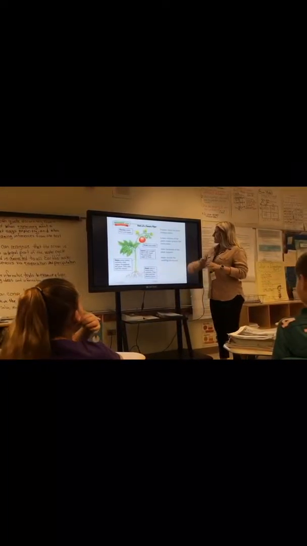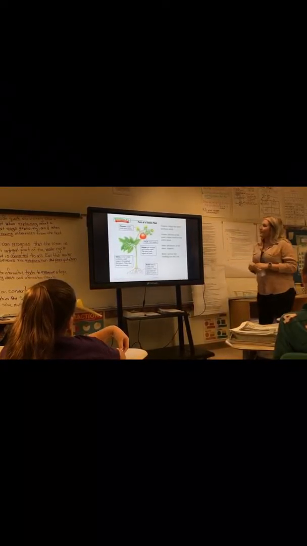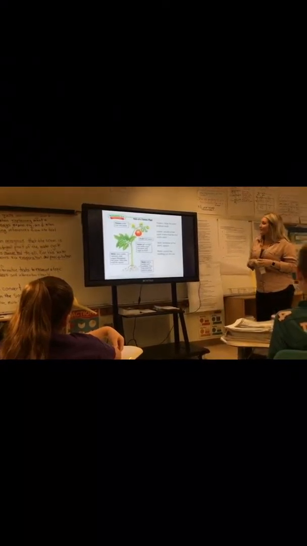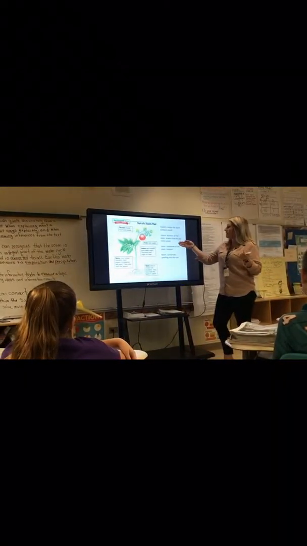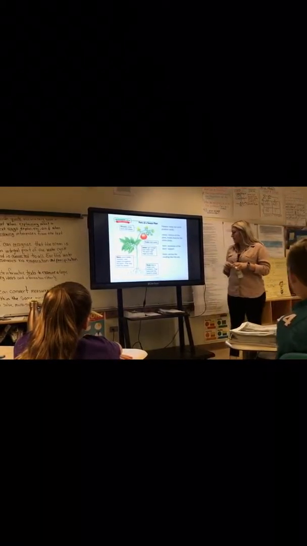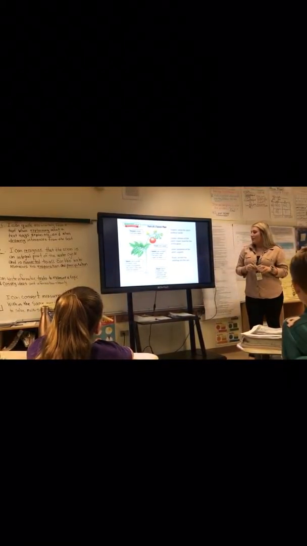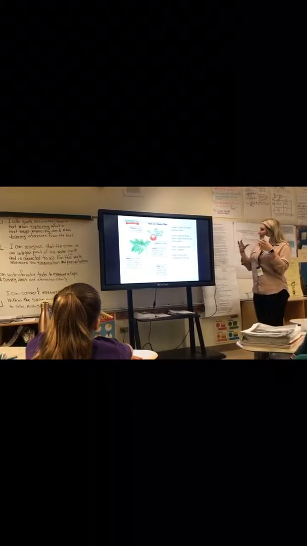Here we go. So let's start with roots. This is the parts of a tomato plant. Some of the parts of a plant are different, but they're generally the same. They include roots, stems, leaves, fruits, and flowers. So the roots take in water and nutrients, and they also hold the plant in place, so they're very important. They anchor the seedling into the soil.